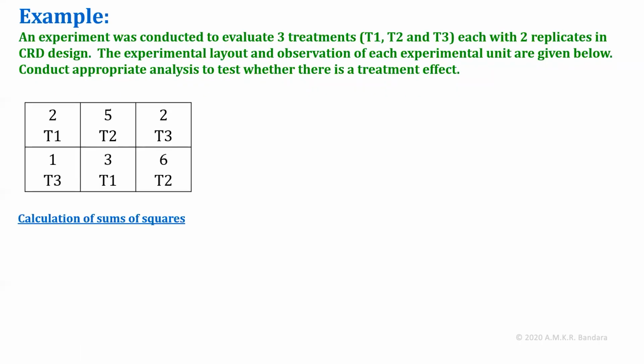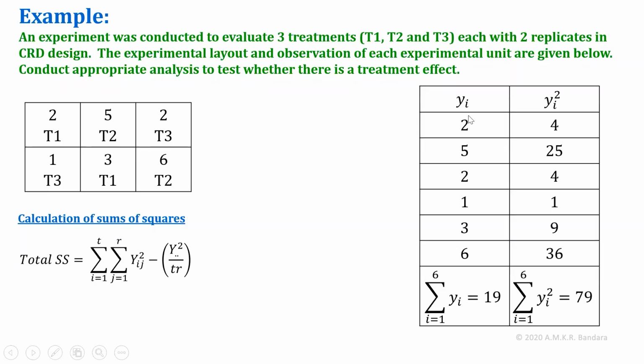So we will first calculate the sums of square, the total sums of square. You know this is the formula. Here what you have to do is square each and every observation and get the total. So these are your observations: 2, 5, 2, 1, 3 and 6. Now square each and every observation. This is the squared observation. Then the total of these squared observations is equal to 79.